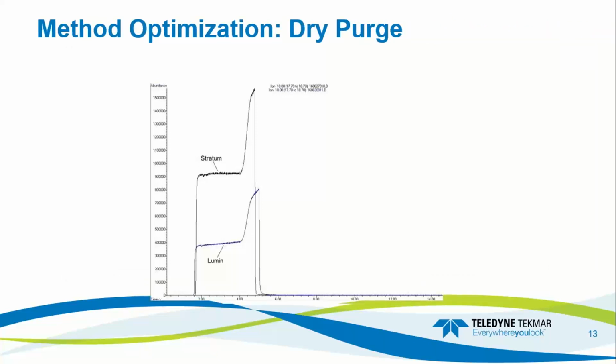Another way to control water is through dry purge, which is the flow of clean, dry gas through the analytical trap just before desorb to remove moisture. Typically, the larger volume of dry purge gas we put through our system with a high flow rate, and the longer that we do dry purge, we are going to remove more moisture.